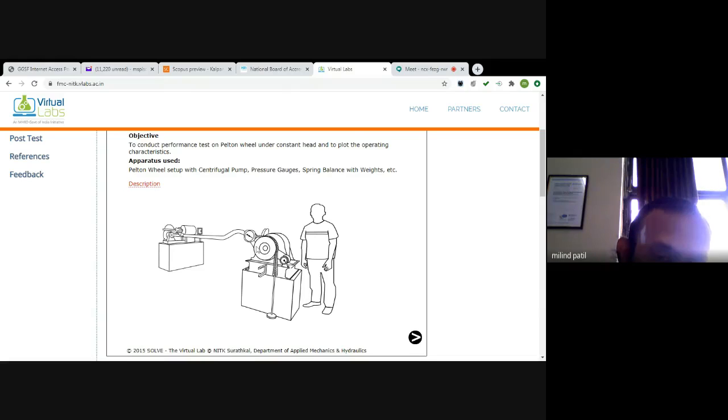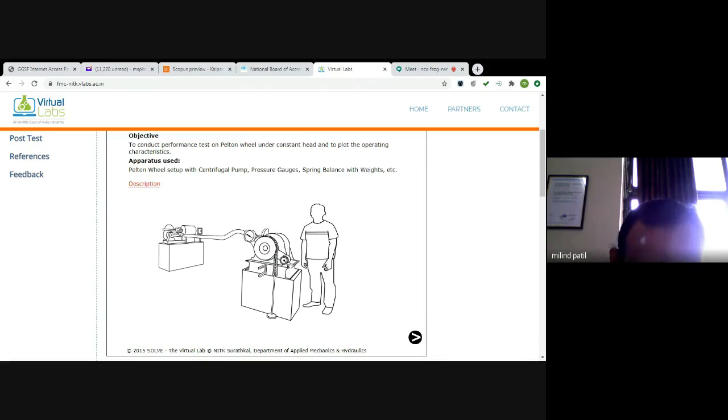This is the drum attached to the shaft of the Pelton turbine. This is the rope dynamometer drum. The rope is wound over the dynamometer. To one end of the rope the load is attached and to the other end the spring balance is attached. This is the pressure gauge.